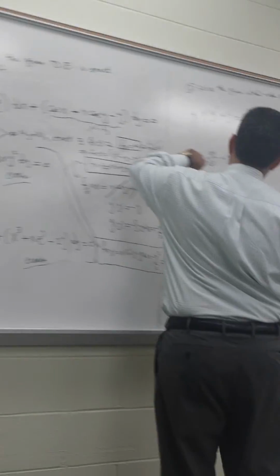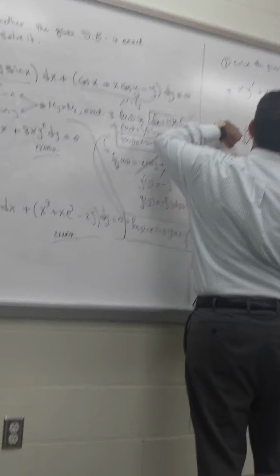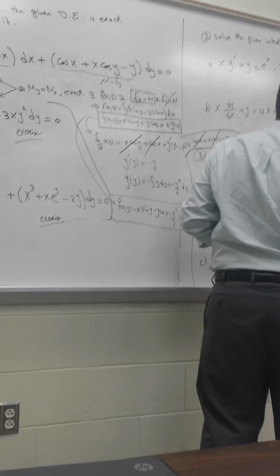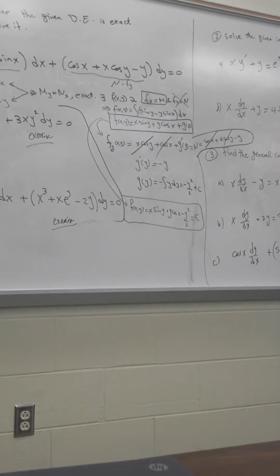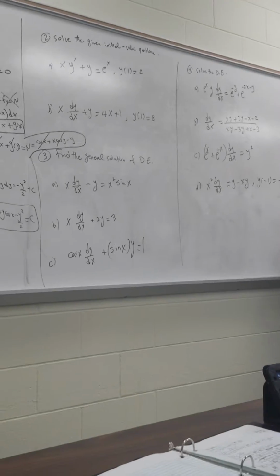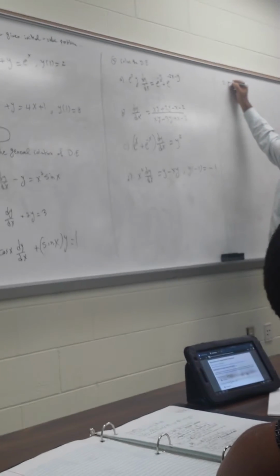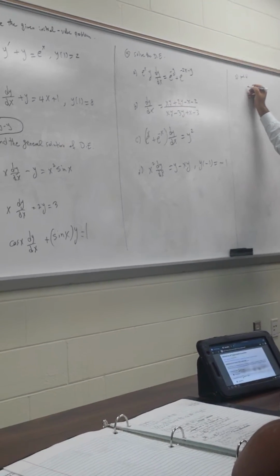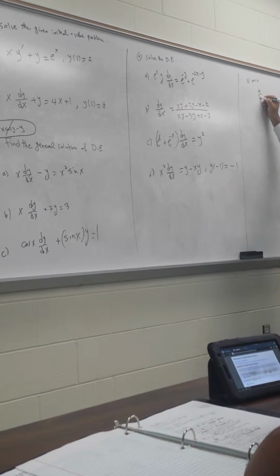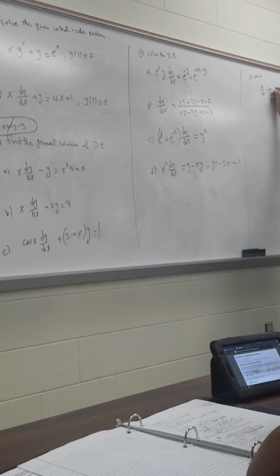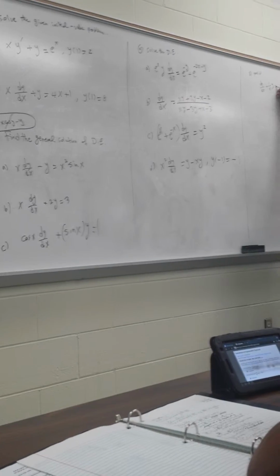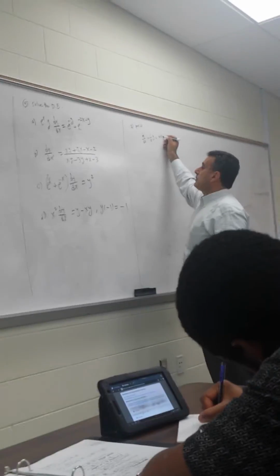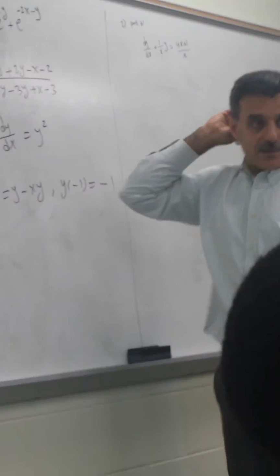Okay? So if we want to put this in standard form, then I should divide by x. Okay, let me do it here. All right, number 2, part B. So how do we divide? If we divide by x, what do you get? dy by dx plus 1 over x y equals 4x plus 1 over x, right? That's what happens when you divide by x, right?